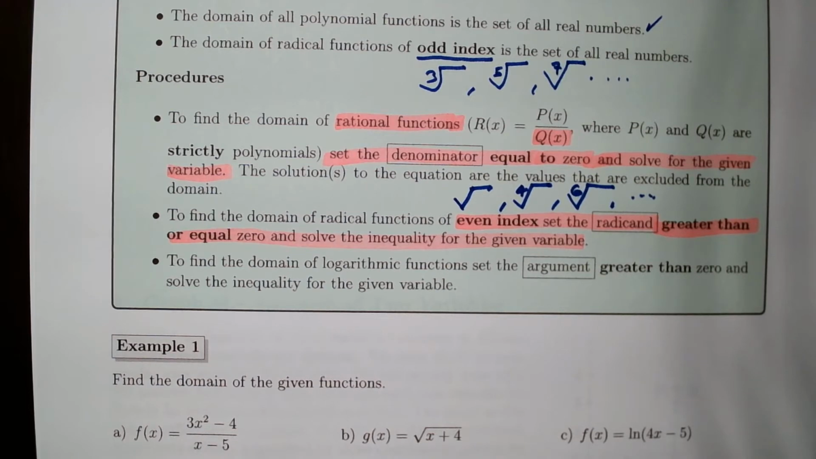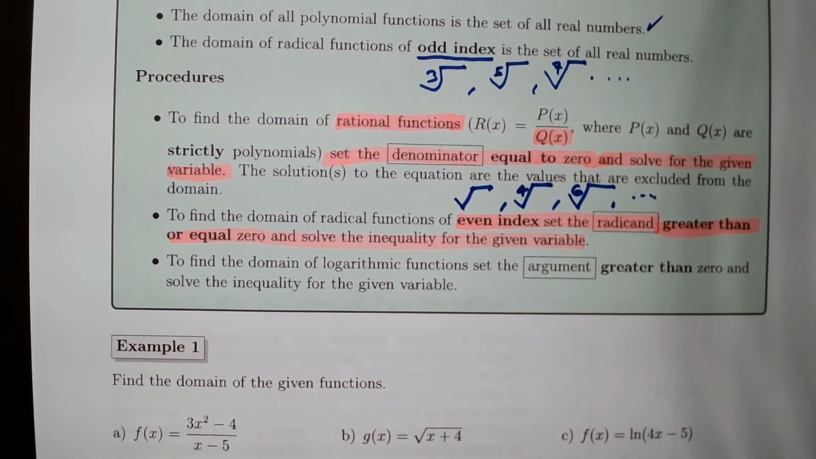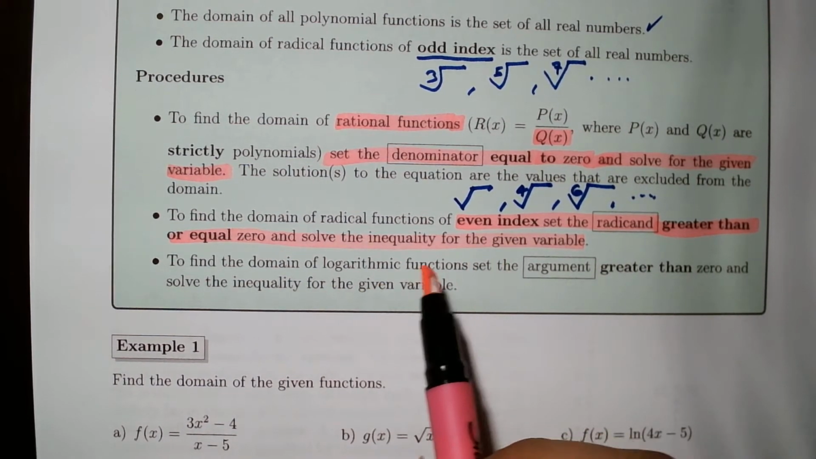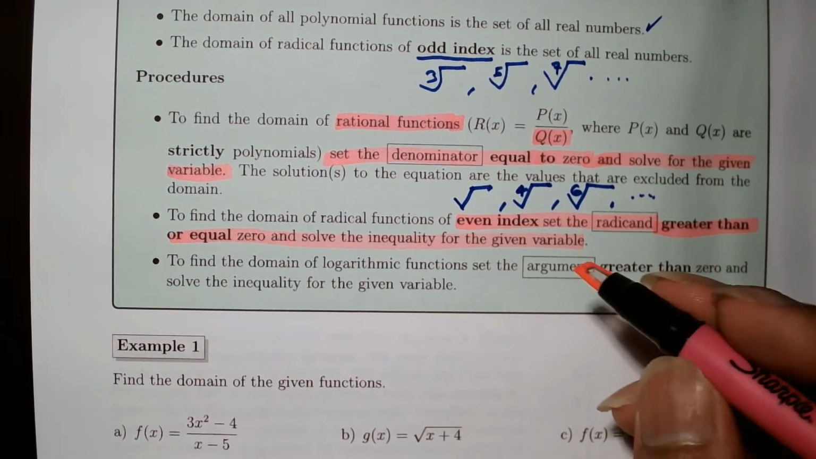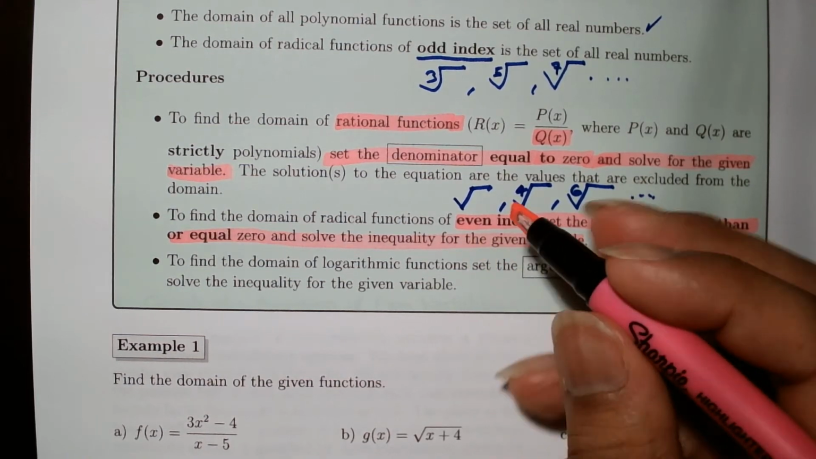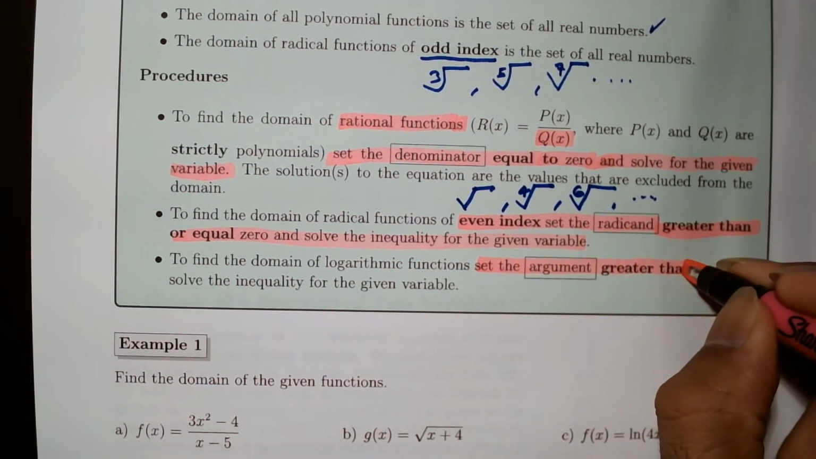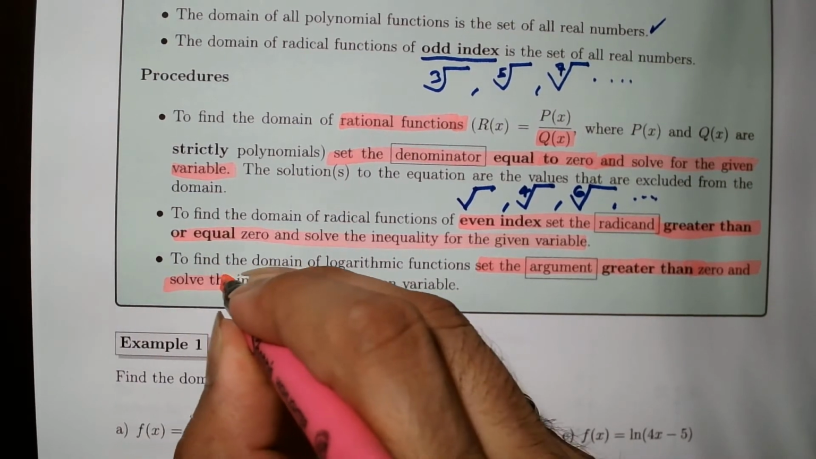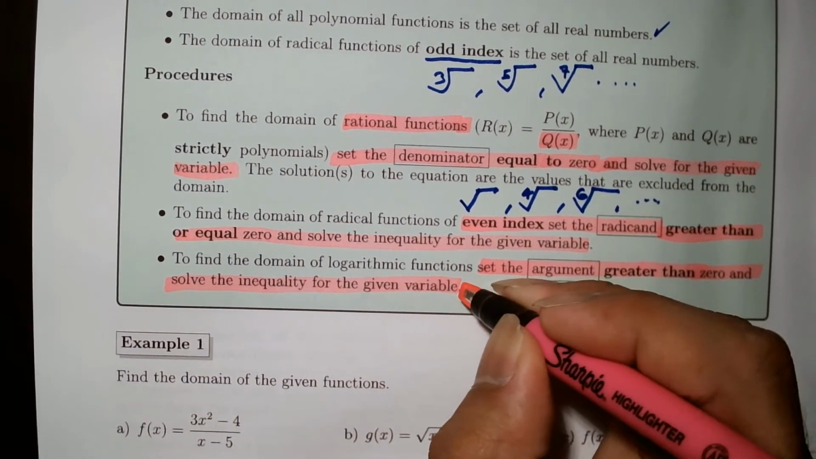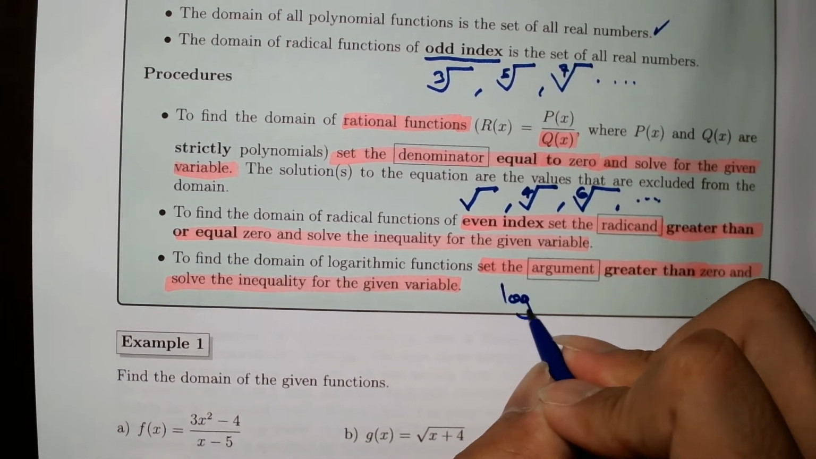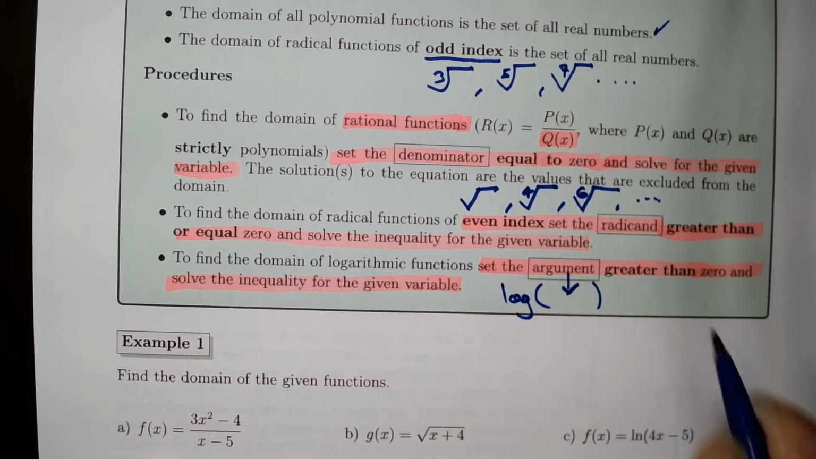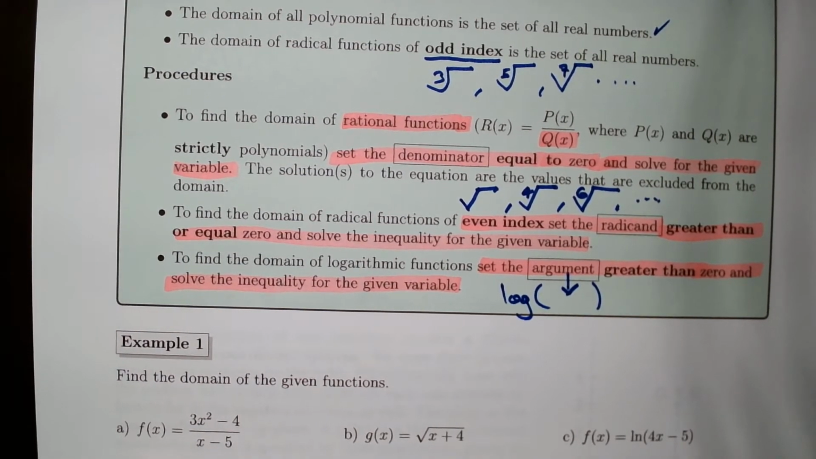To find the domain of logarithmic functions, it's a similar procedure to that of radical functions of even index. However, in this case, we set the argument greater than 0. What is the argument? If we recall from intermediate algebra or college algebra, the argument is the expression inside the parentheses of the logarithmic operator.